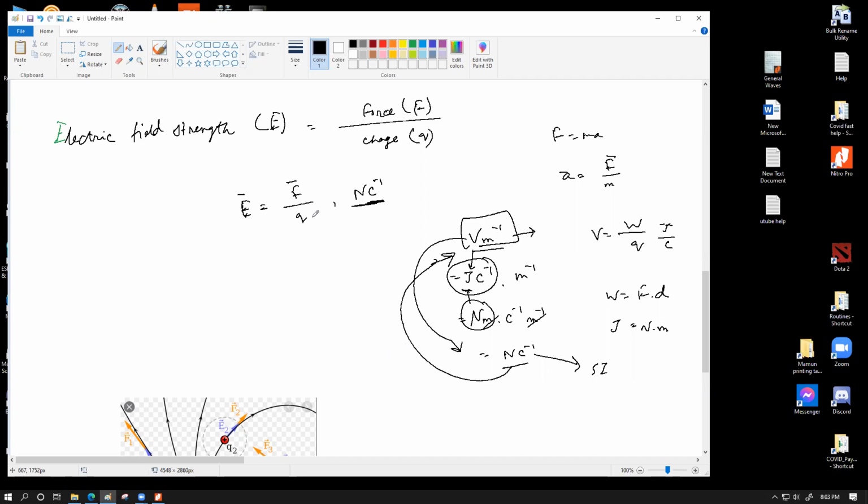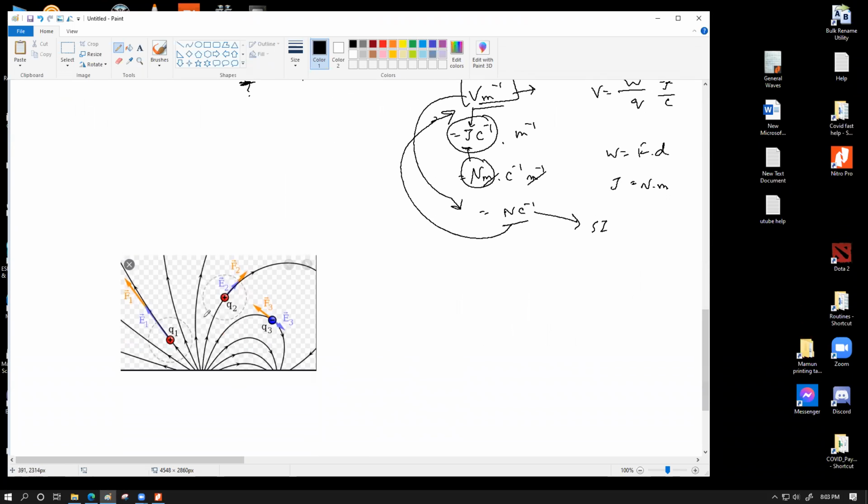So let me physically try to explain what electric field strength is. I mean, why is it so important for us? Electric field strength basically tells us how much force will be exerted on each coulomb of charge in a certain electric field. For example, in this case, we have a certain field produced. These black curved lines are the field lines produced by a certain charge. You can see that these arrows are going outwards.